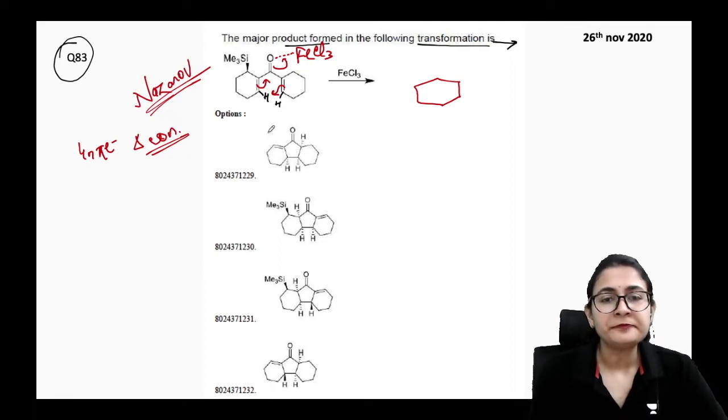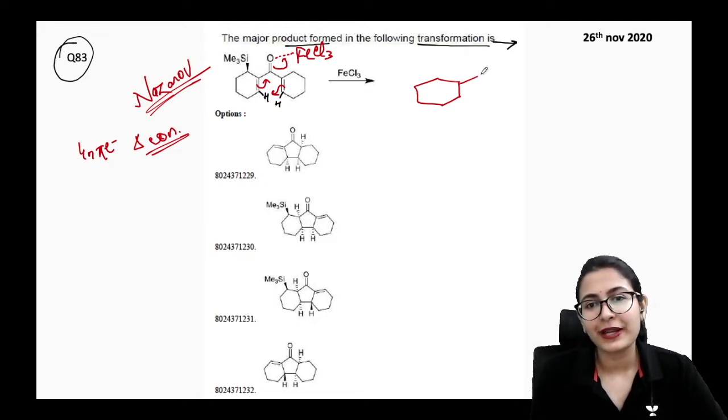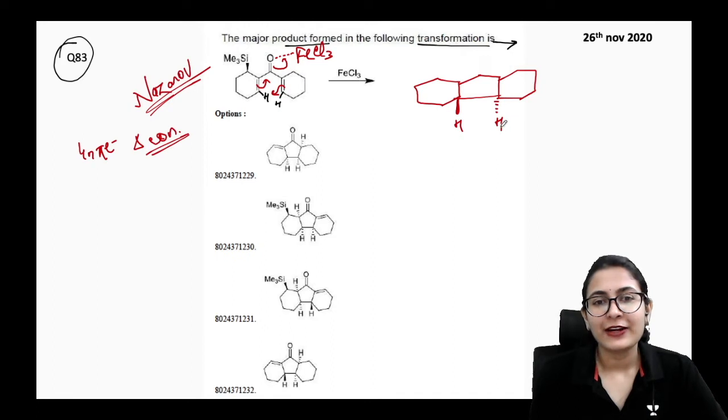pi electron thermal conrotatory electrocyclization reaction. And if both the hydrogens are trans to each other on conrotatory motion, they are going to end up trans. So that is, the ring cyclizes in this way, and the hydrogens are going to be both trans to each other like this. Okay, very, very important, guys. So you have opened this from here, OFeCl3. There is a positive charge, and there is SiMe3 over here.